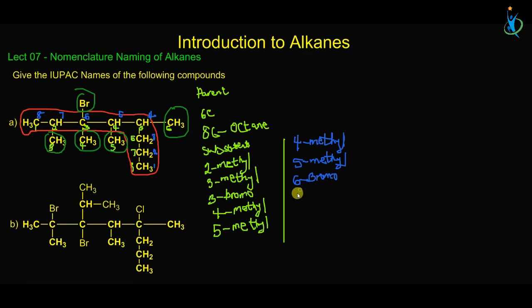And then we also have another sixth one. So the sixth carbon contains 2 substituents. One is bromo and one is methyl. Okay, one is bromo and the other one is called methyl.